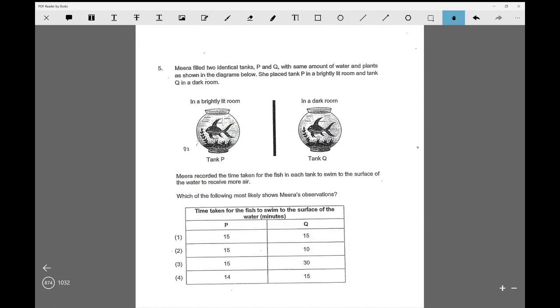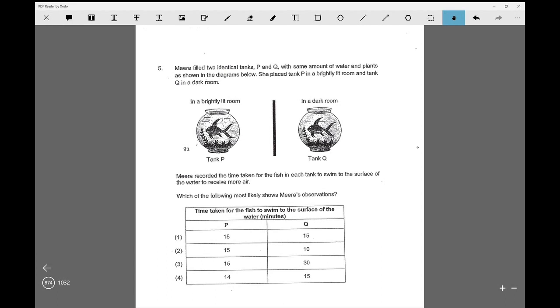Okay, this is an air and respiratory system topic. So fish usually breathe in dissolved air. Dissolved air is basically air that is mixed with water. Okay, because they use gills to breathe. That's why when they come on land, they cannot breathe.